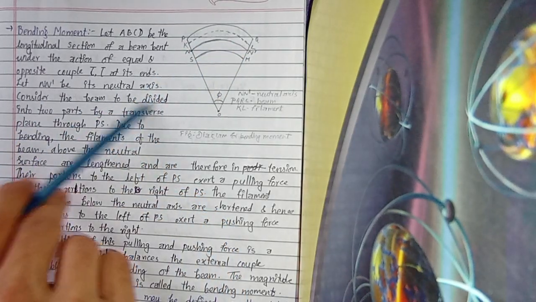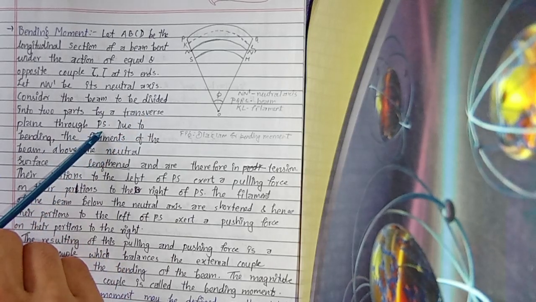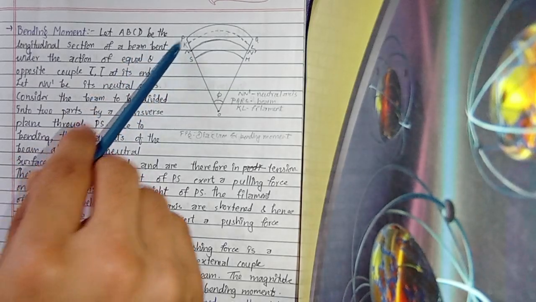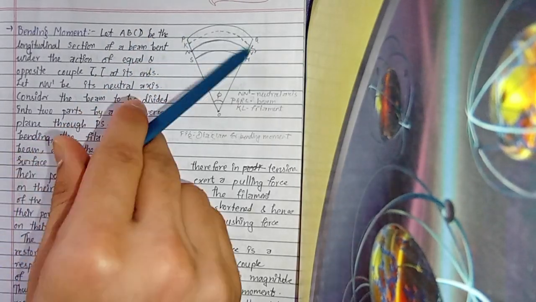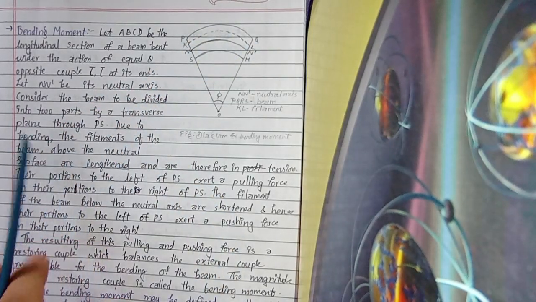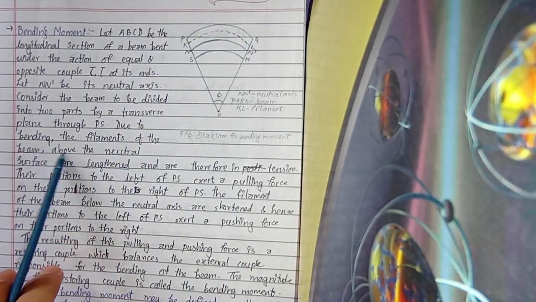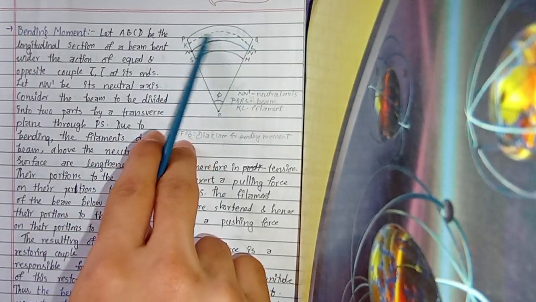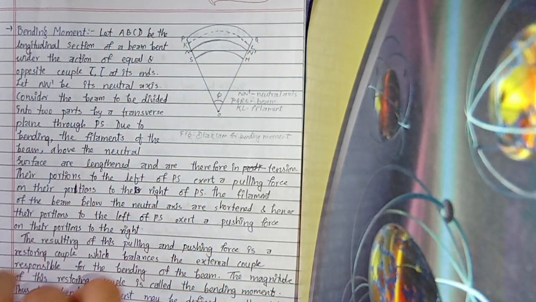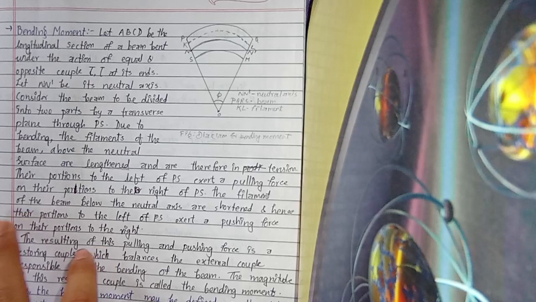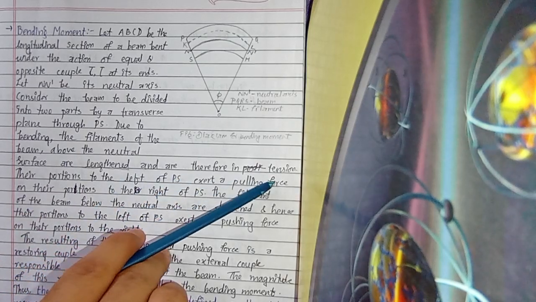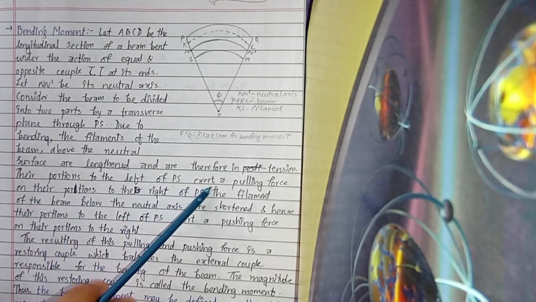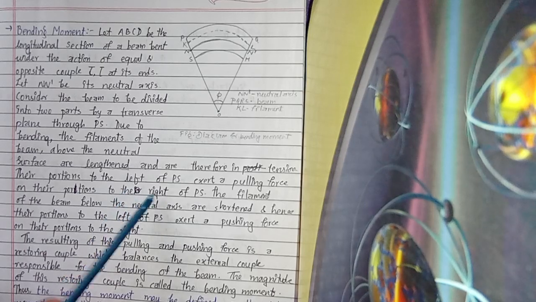Consider the beam to be divided into two parts by a transverse plane through PS. So by P and S, it will be divided into a transverse axis, and that will be KL. Due to the bending, the filaments of the beam above the neutral surface are lengthened. You can see this is the part above KL. This gets lengthened and is therefore in tension. So the portion to the left of PS exerts a pulling force on the portion to the right of PS.